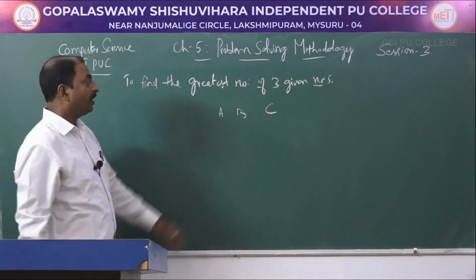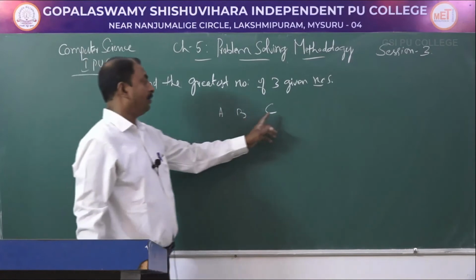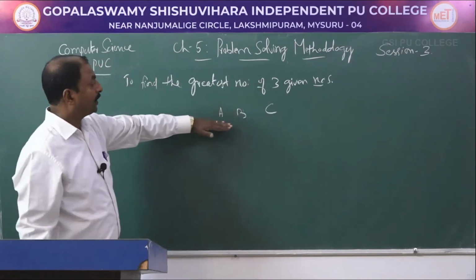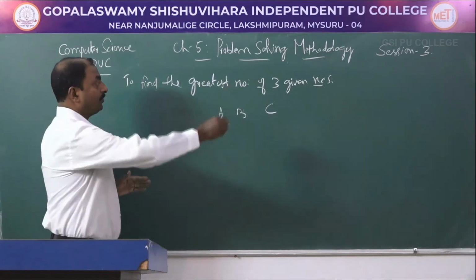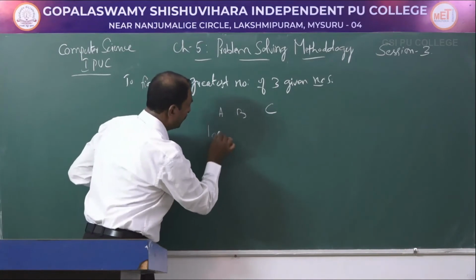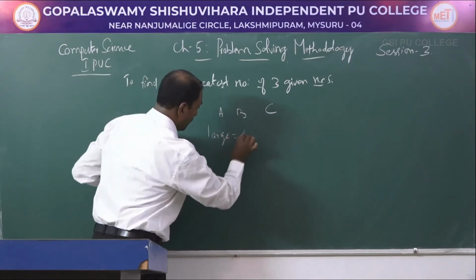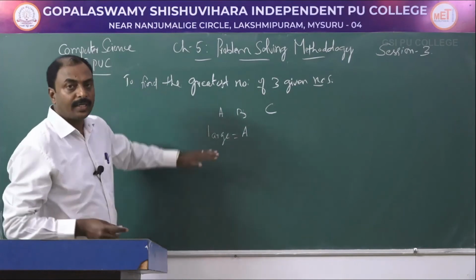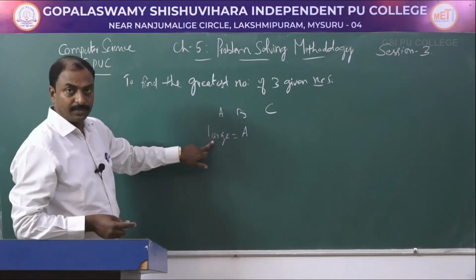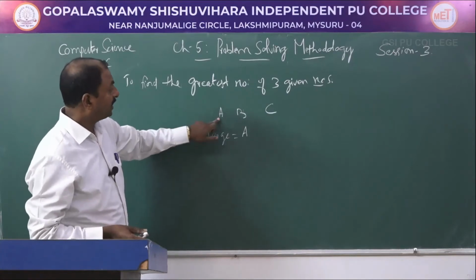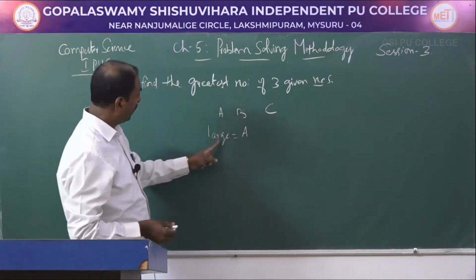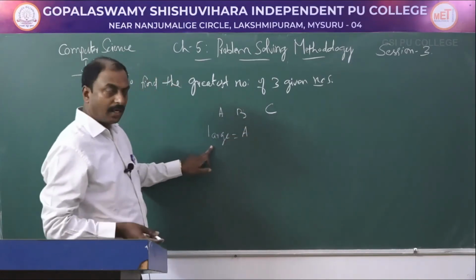What is step 1 here? We have to accept the values of A, B, C, or we have to input A, B, C. So what is the next step here? What is this logic? Suppose you want to find the greatest of three numbers. First we assume that let large number be A. This is only an assumption. We assume that let A be the large number. Once that is done, now we have to compare B with large and C with large.